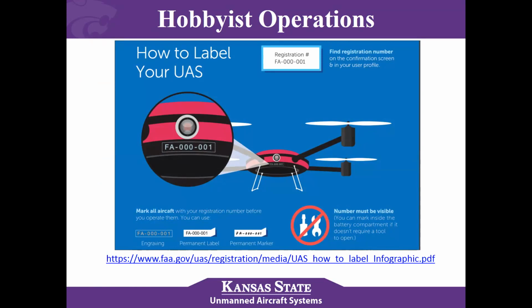For us at K-State, we simply take a label maker with some good tape, Gorilla Tape, clear tape, and tape it on the aircraft. You can put it in a number of different places. You can even put it inside the aircraft if you want. It does not need to be visible from the outside. It could be in, let's say, a battery tray, but you cannot use any tools to get to that number. So if you have a battery tray that requires a screwdriver with a screw in it to remove it, then you cannot put the registration number within that compartment.